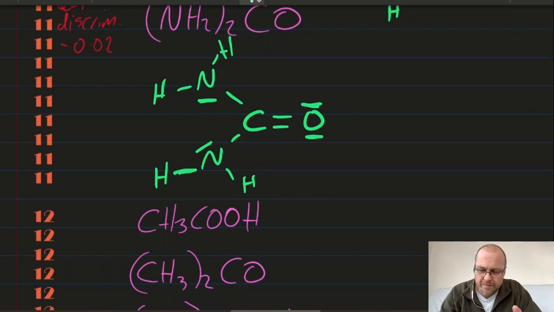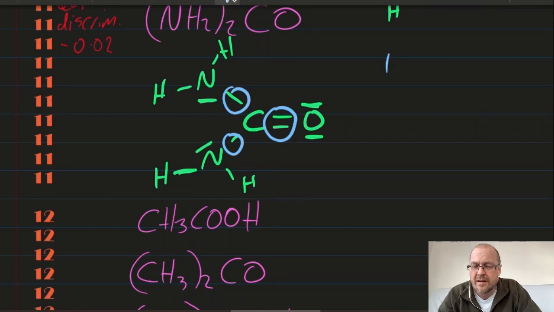So for the carbon atom, the electron domains: there's 3 of them, 1, 2, 3. Well, what's an electron domain? Single bond, double bond, triple bond, lone pair. That's an electron domain. So that's going to be trigonal planar.